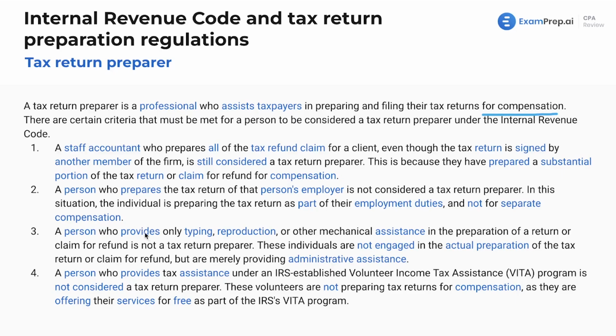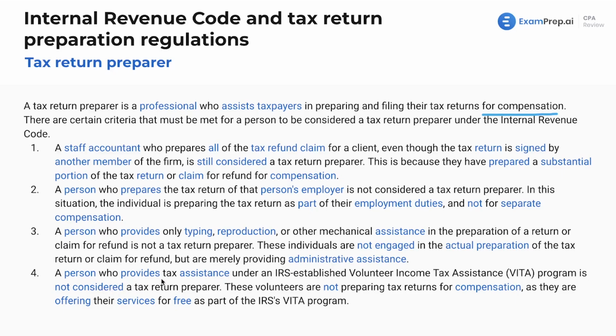Additionally, a person who provides only typing, reproduction, or other mechanical assistance in the preparation of a return or a claim for a refund is not a tax return preparer. These individuals are not engaged in the actual preparation of the tax return or claim for a refund, but they're merely providing administrative assistance. So that's an important point to keep in mind as well.